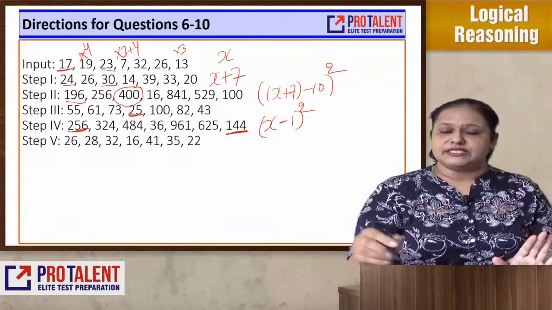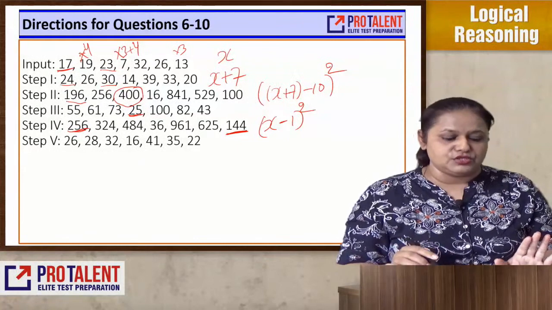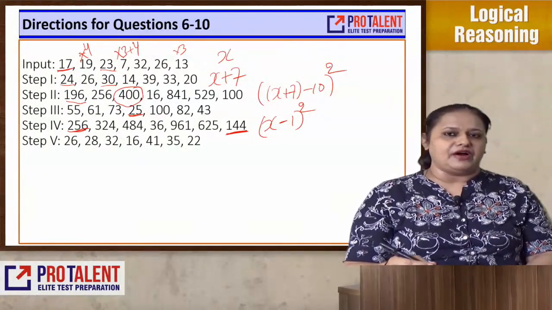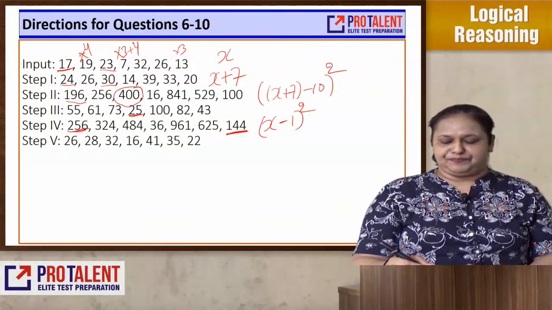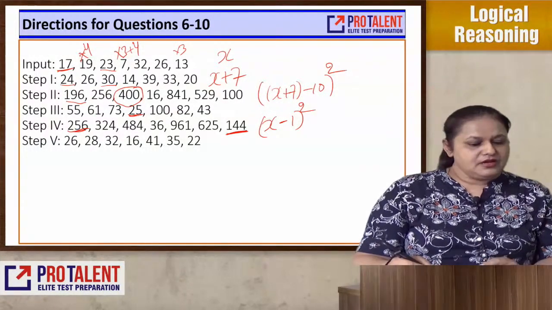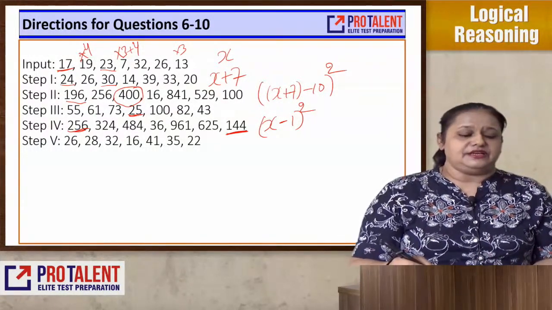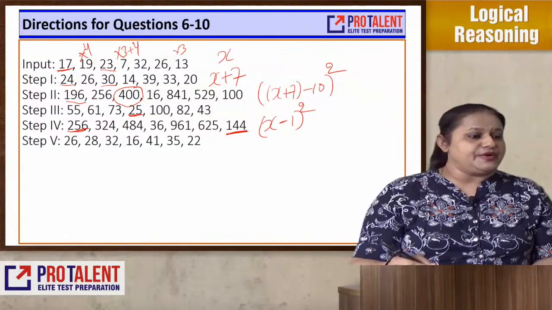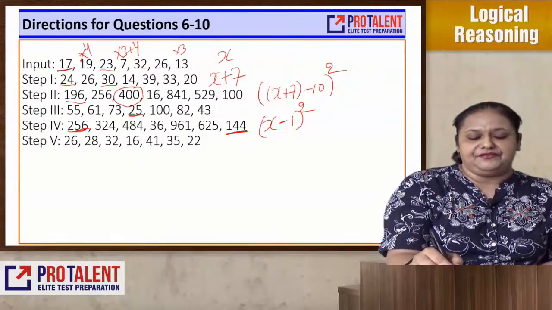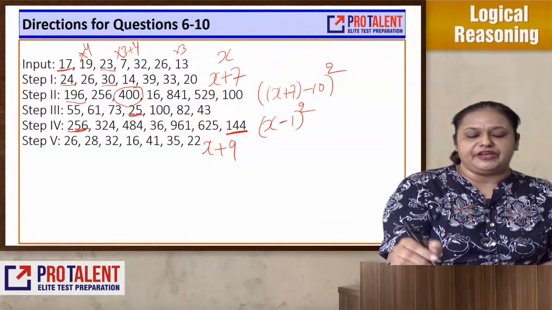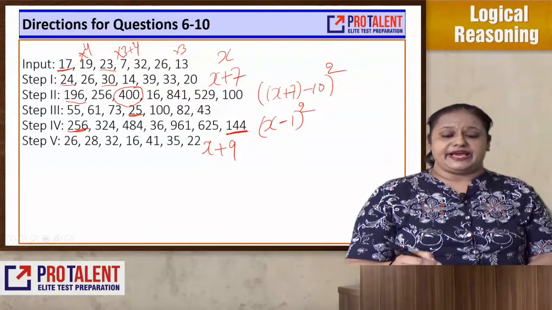So apna logic set hai. It is (x minus 1) whole square. Step number 5: how do I get step number 5? So 17, if I look at it, 17 and 26 plus 9. Very good, so I can do it. If input is x, then I am getting x plus 9.